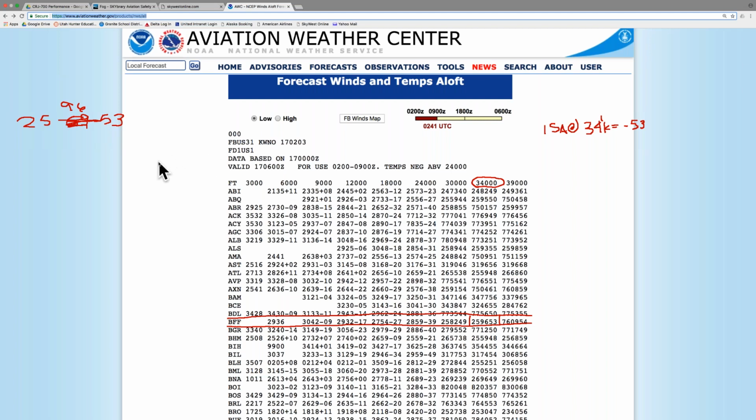So we figured out what the standard temperature is at altitude, and we figured out that when we cross over Scottsbluff at 34,000 feet, this is the temperature, right?